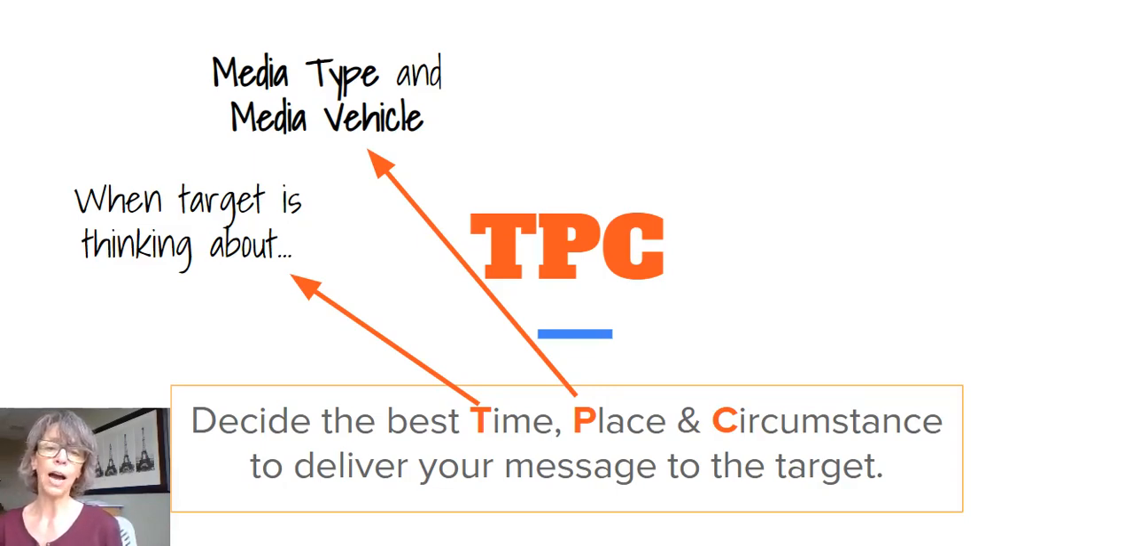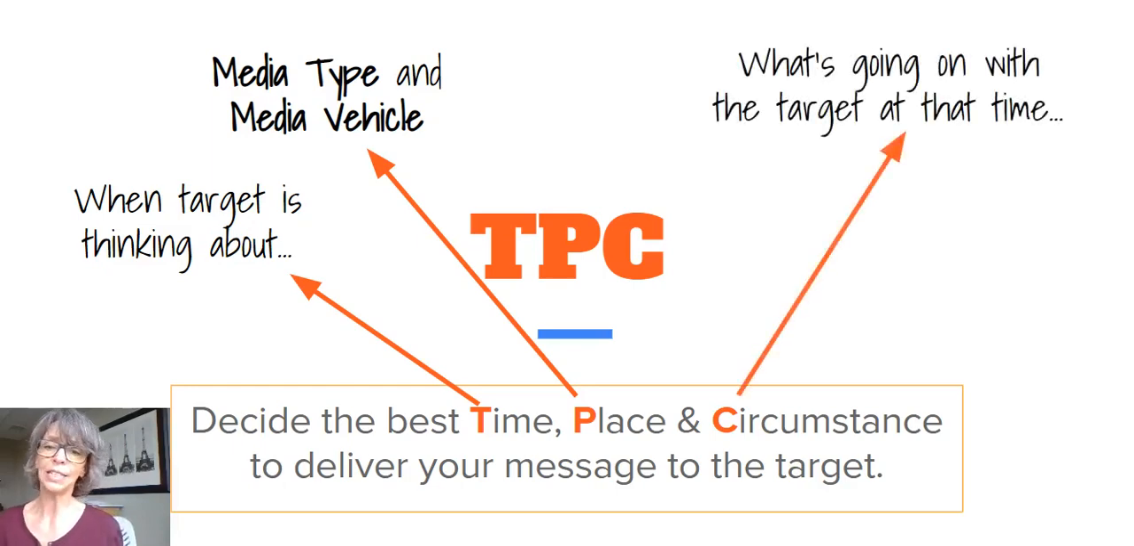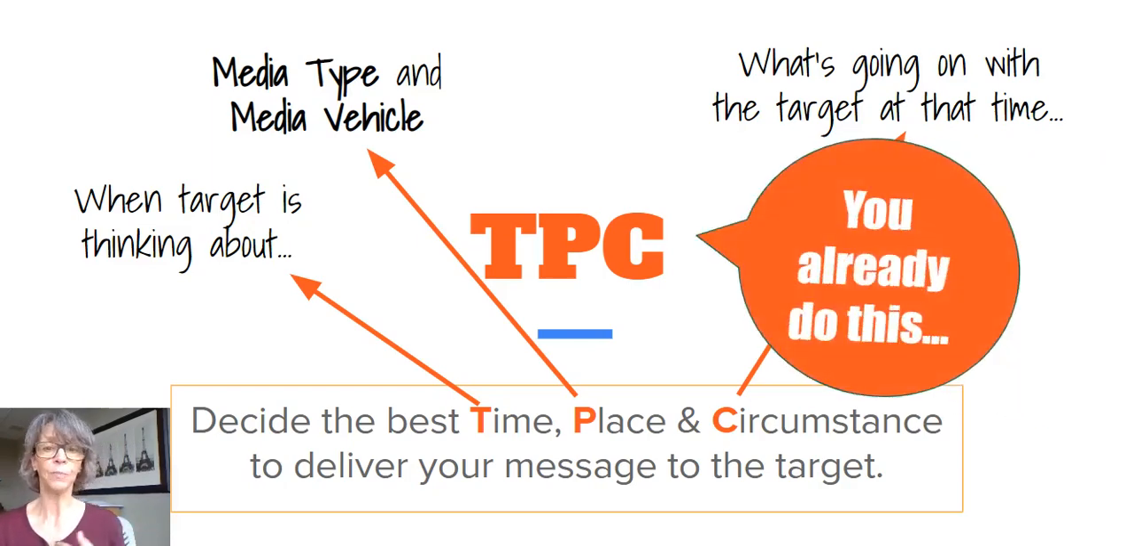So we're going to be thinking about what media the target is consuming when they're thinking about this whole world that we are involved in, which is commuting to work. And then the circumstance is kind of those things together. What's going on with the target at the time we're going to be delivering that message? So again, what we're trying to do in advertising is deliver the right message to the right people at the right time. So that's what we're getting ready to do here.